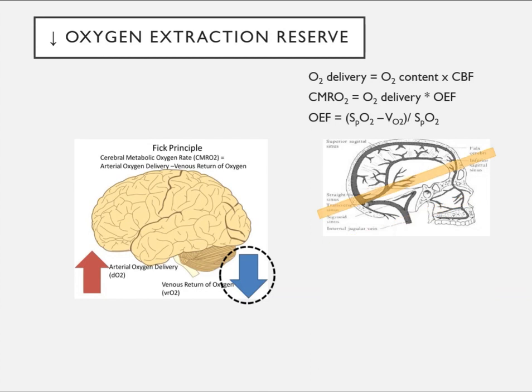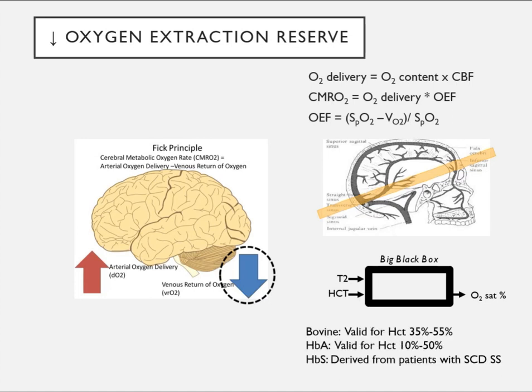The key with TRUST is that you're measuring T2, and you have to convert it using a known hematocrit into an oxygen saturation. You pass that into the calibration box. And this is where the controversy in the field is coming from. The first calibration came from bovine blood, and I believe the bovine blood gives pretty reasonable results for hematocrit levels between 35 and 55, which was where the calibration was derived.